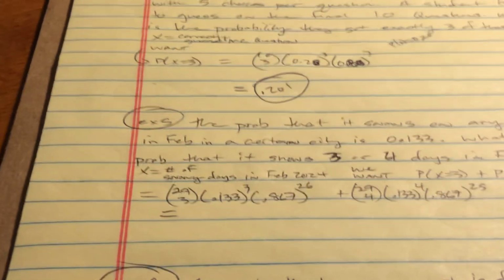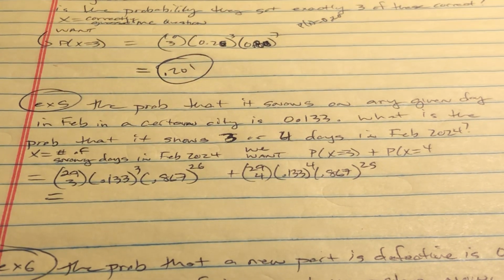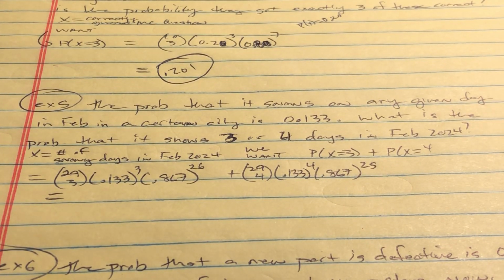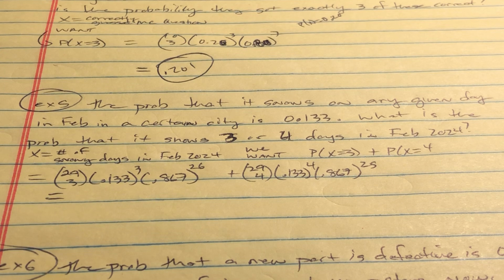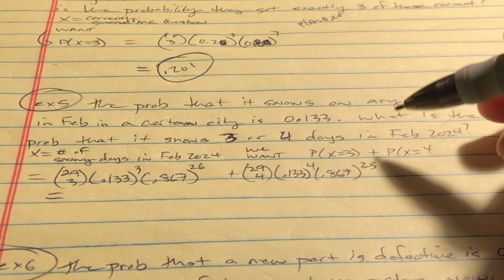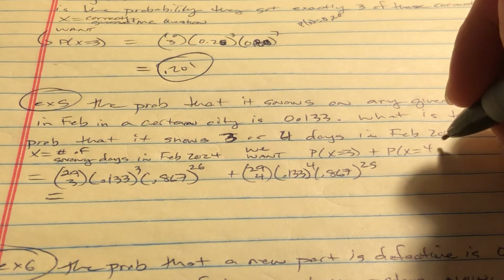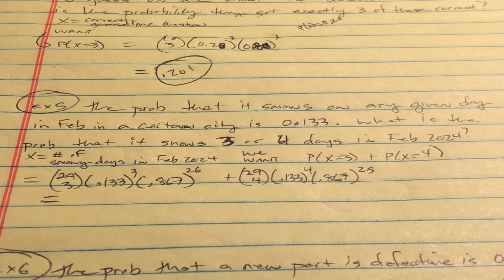Speaking of inclement weather, the probability that it snows on any given day in February in a certain town is 0.133. What is the probability that it snows 3 or 4 days in February 2024? Leap year, it's 29 days next month. X is the number of snowy days in February 2024. We want the probability that X is 3, or the probability that X is 4. All right, so that's my probability statement.